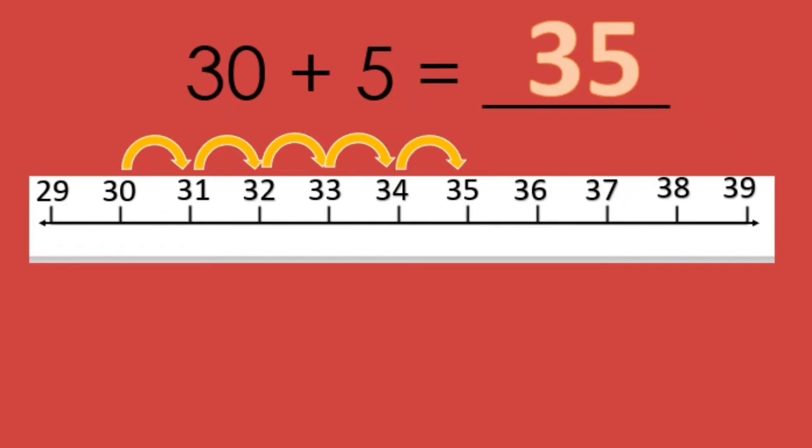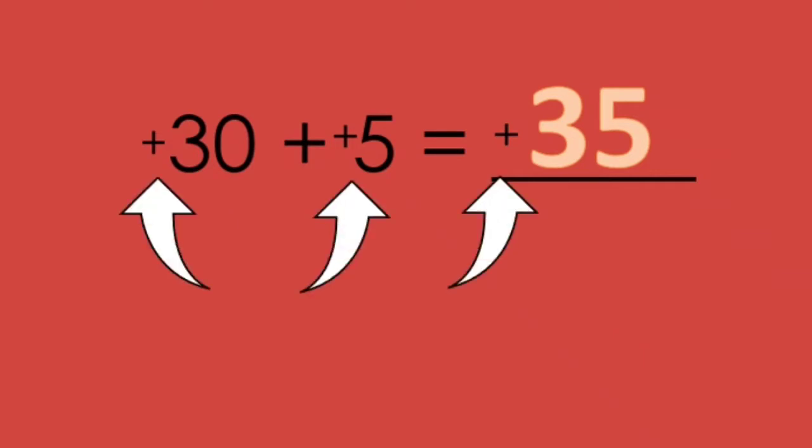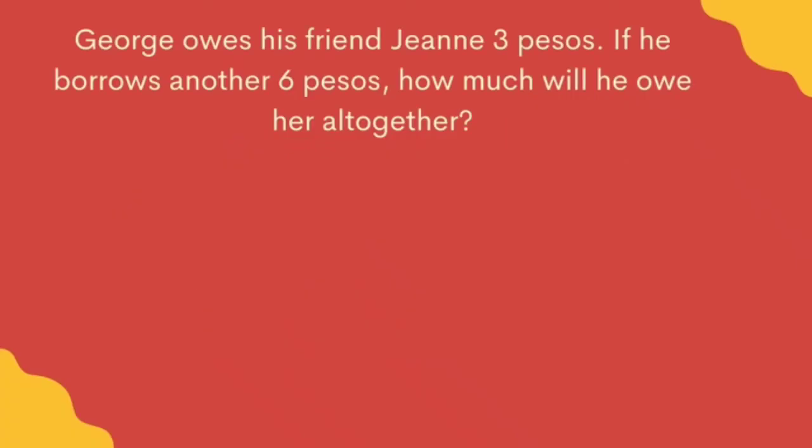Now, we don't need this number line anymore because 30 plus 5 is yes, it's 35. Now, as you have noticed, 35 and 35, they all have the same signs. Now, we will talk about that later. Next problem we have, George owes his friend Jean 3 pesos. If he borrows another 6 pesos, how much will he owe her altogether?